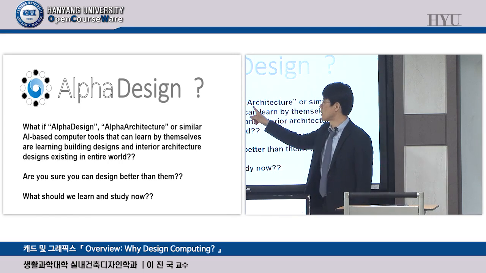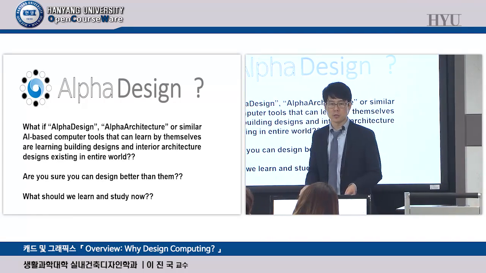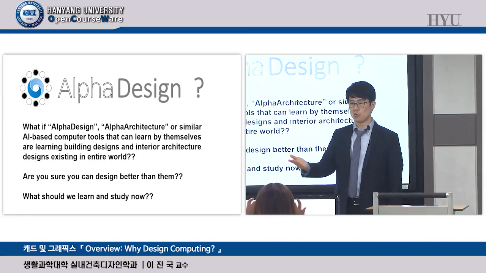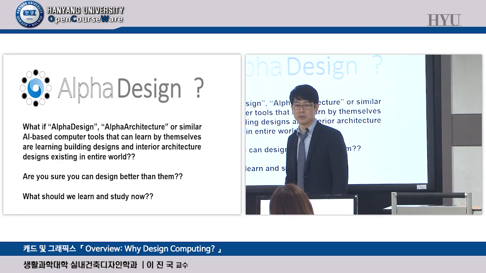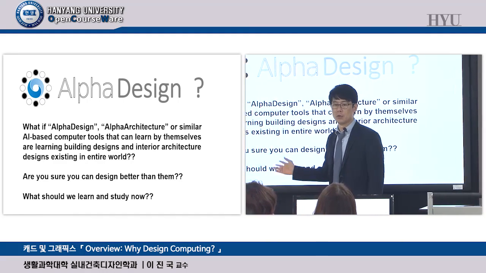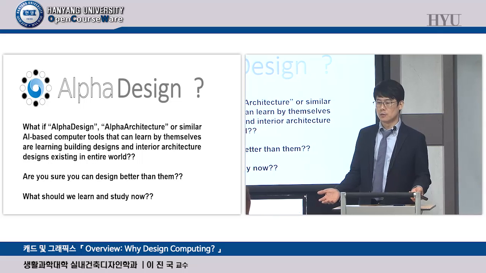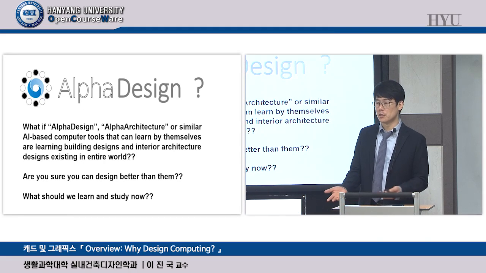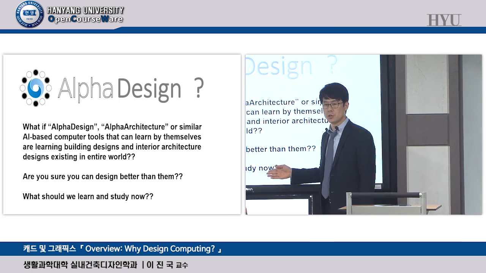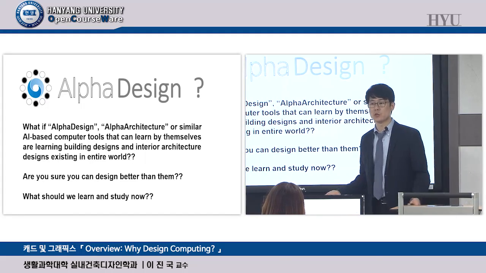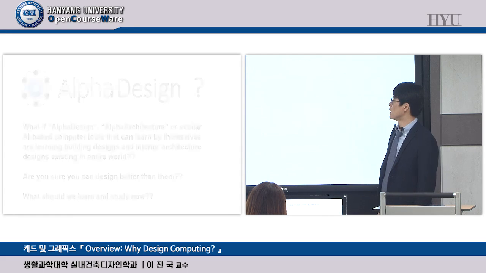Possibly someday, AlphaArchitecture, AlphaDesign, AlphaCAD. What if there is AlphaCAD and graphics? This is the course named CAD and graphics, and now you're ready to learn CAD and graphics. But there is a software, AlphaCAD and graphics. They already did lots of CAD and graphics in automation, much faster and probably better than you guys in the near future. So, do we need to study CAD and graphics? What should we do? Okay, bringing another question from this issue.